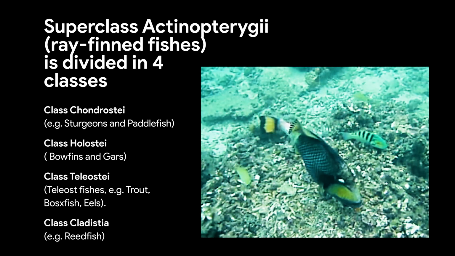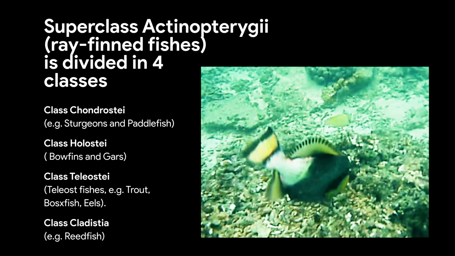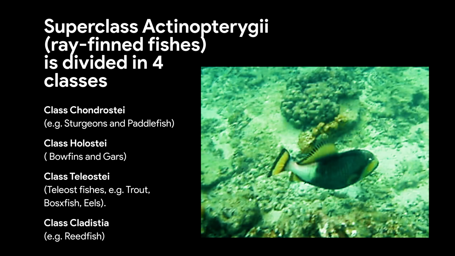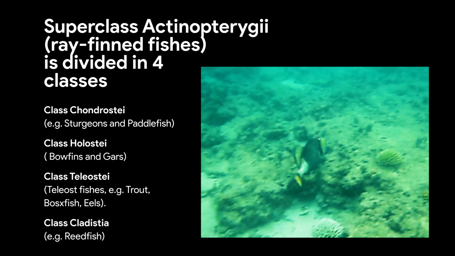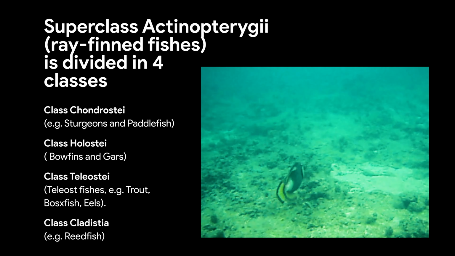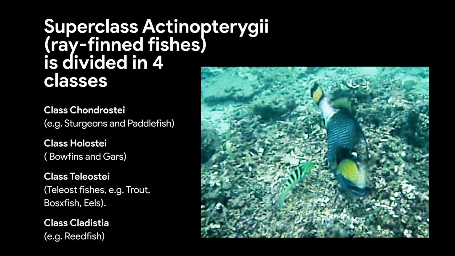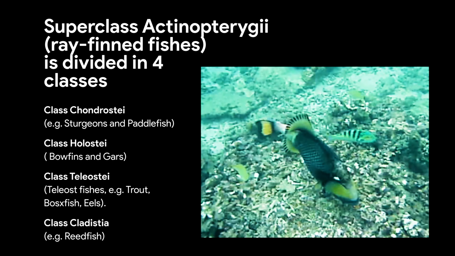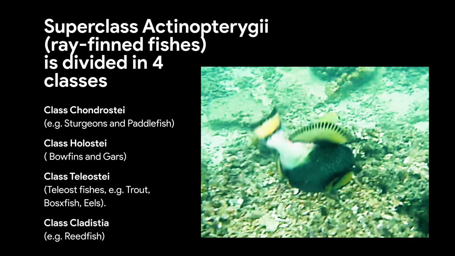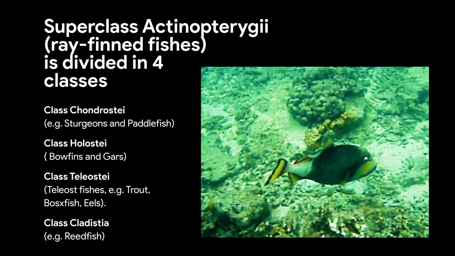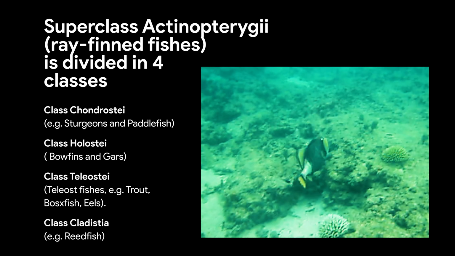The superclass Archenopterygiae is divided into 4 classes. The Condostriae, for example, includes sturgeons and paddlefish, and the Holostiae, for example, includes bowfins and gars. Examples in the Teleosteae include trout, boxfish, and eels. Examples in the Cladistia include reedfish and birches.